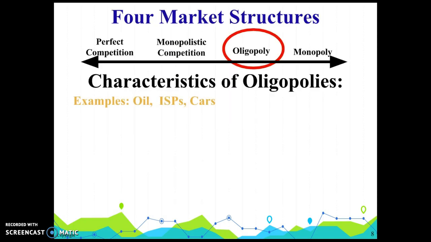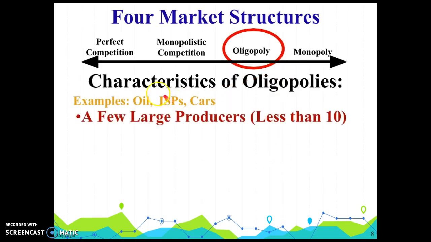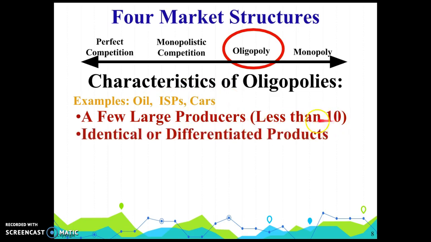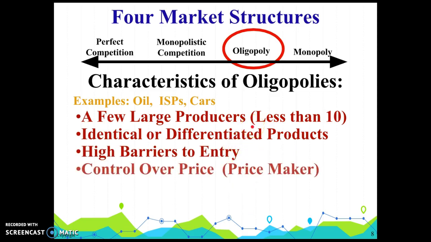Oligopoly. These are a few competitors, so gasoline companies, internet service providers, car manufacturers. There's a few large producers. We'll say, less than 10. They could either have identical products or the products could be differentiated. It doesn't matter. It just depends on the industry. It's some distinguishing factor. There's still very high barriers to entry. That's why there's only a few of them in the first place.